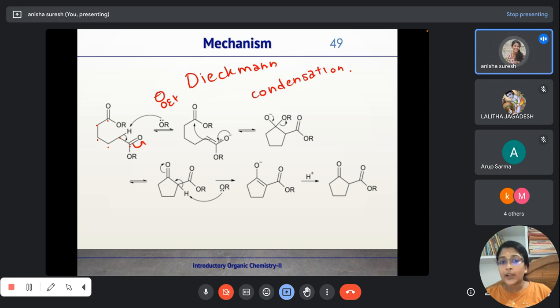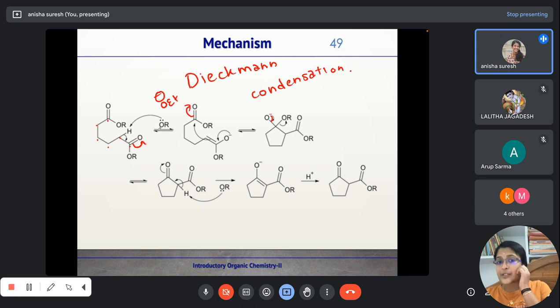Now this enolate will fall down. This double bond will go and attack this carbonyl carbon of the ester. Now this tetrahedral intermediate results, and when this oxygen falls down, the OR, or OEt in our system, will be removed. Clear? So this will be the product that results.